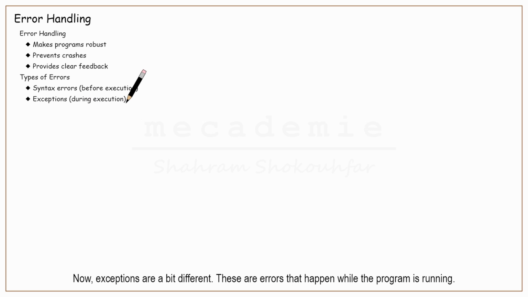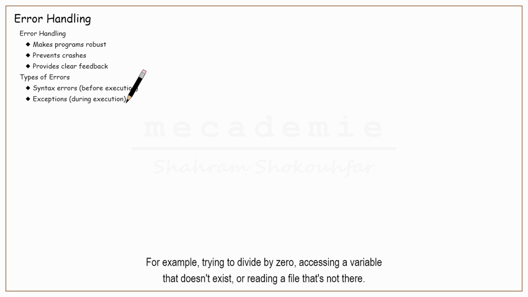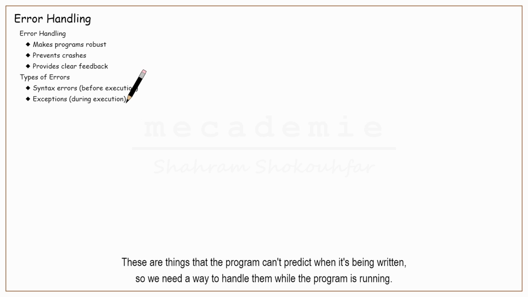These are errors that happen while the program is running. For example, trying to divide by zero, accessing a variable that doesn't exist, or reading a file that's not there. These are things that the program can't predict when it's being written, so we need a way to handle them while the program is running.